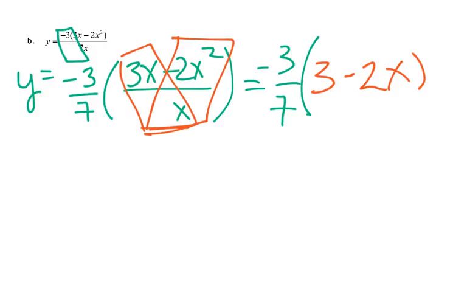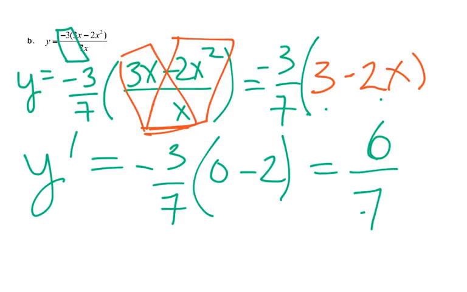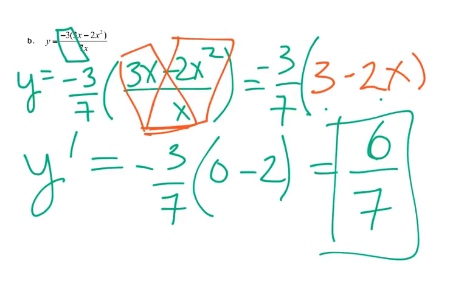Okay, so now we're ready to differentiate. So y prime equals negative 3 over 7. Then the derivative of 3 is 0. The derivative of negative 2x is just negative 2. So this combines to give us 6 over 7. And that's our derivative. Again, a lot easier than the quotient rule. And that's it.